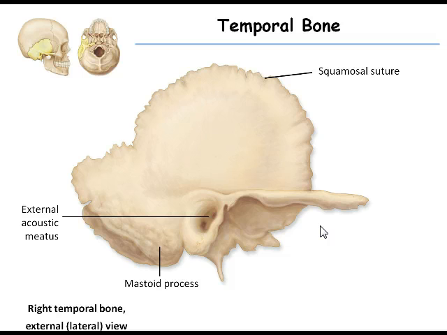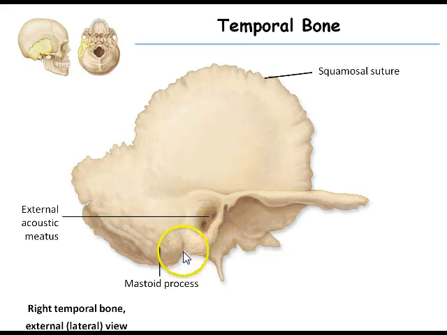Firstly, the temporal bone. The temporal bone is a paired bone that is located in the lateral view. Note this important suture called the squamosal suture, which separates the temporal bone from the parietal bone. As mentioned earlier, the temporal bone contains this opening to the ear. This opening is called the external acoustic meatus and is a passageway into the middle ear and inner ear.